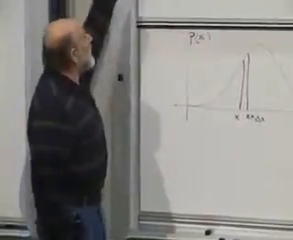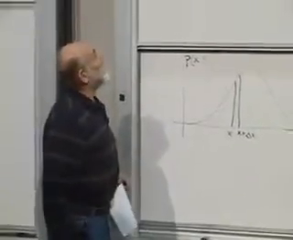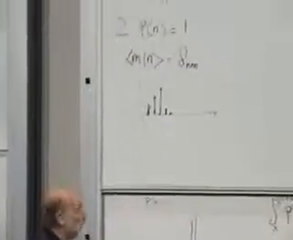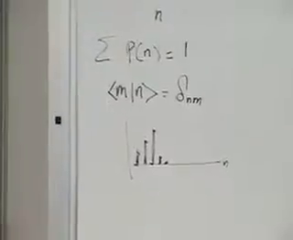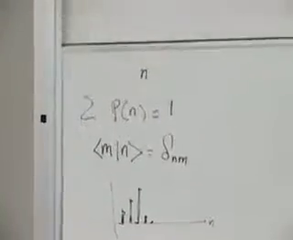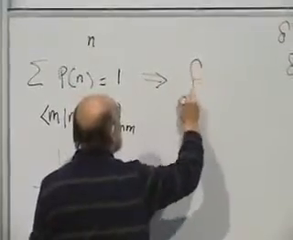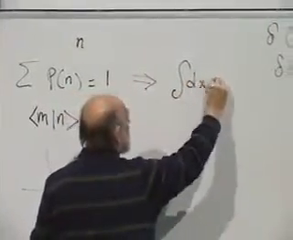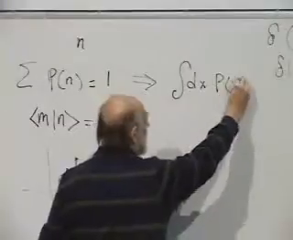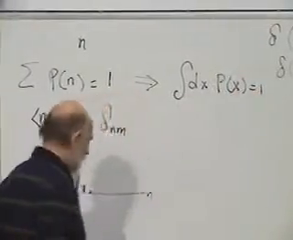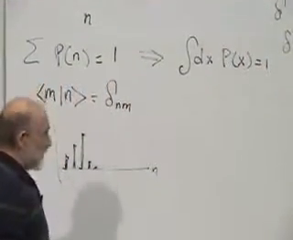In that case, the first equation up there, the sum over n of p of n, gets replaced by, let's put it up there, the integral dx of the probability density is equal to 1. So that's the first replacement we have to make.